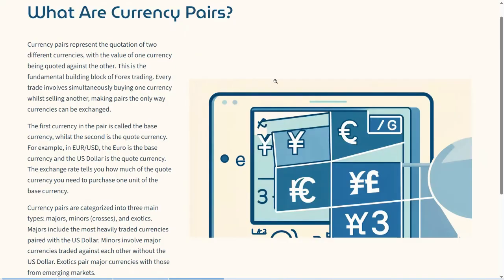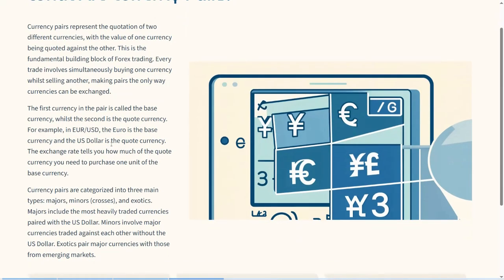So in a currency pair, we have what we call the base and the quote currency. For this example, in Euro USD, the euro is the base currency and the US dollar is the quote currency. What this means is that the exchange rate tells you how much of the quote currency, that means how many dollars we need to get 1 euro. So the quote currency tells you how many of it you need to get 1 unit of the base currency. You understand? So the first one is called the base currency. The second one is called the quote currency.